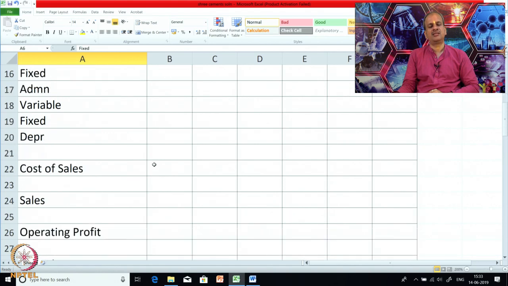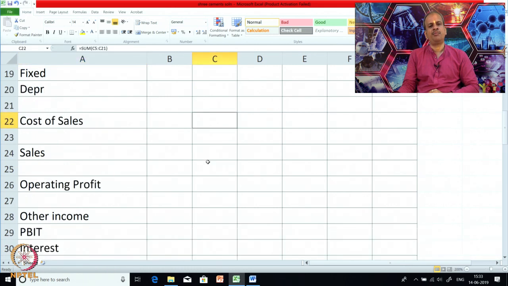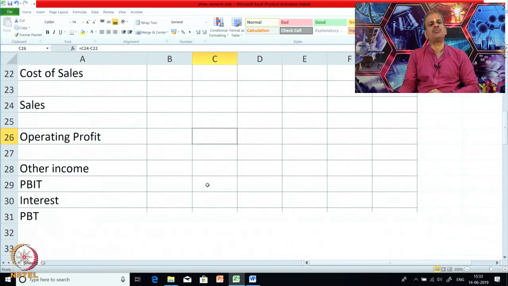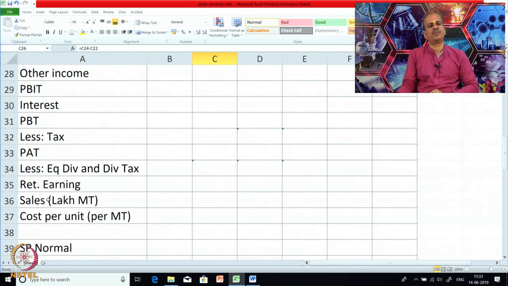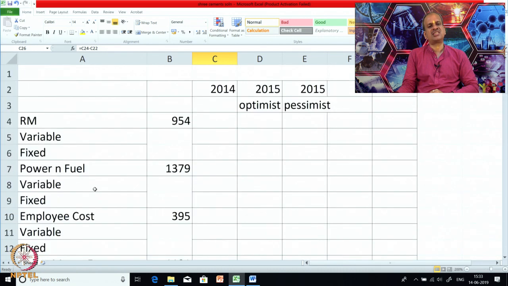Then you will also take depreciation, then get cost of sales, compare it with sales, you will get operating profit, then other income, interest, etc. And afterwards try to project for 2015. Okay, are you with me? Let us try to look at solution one by one.